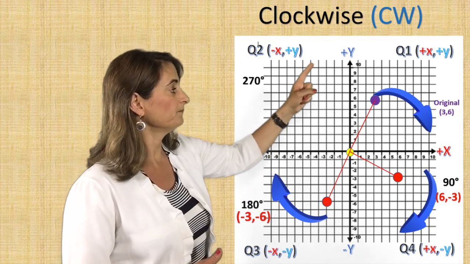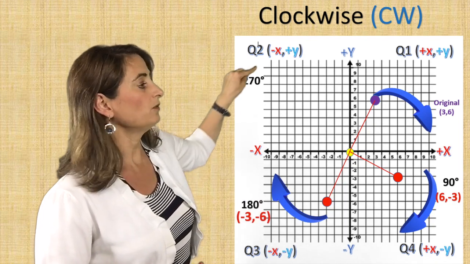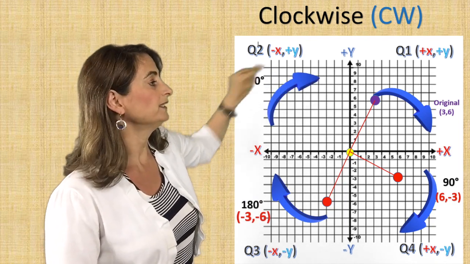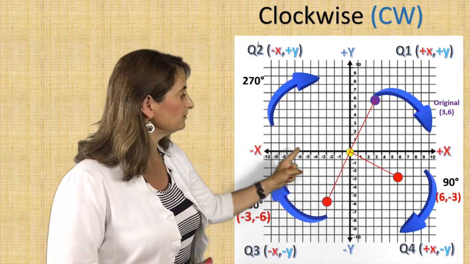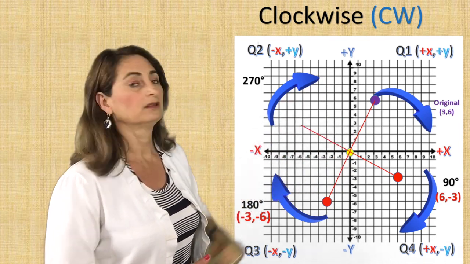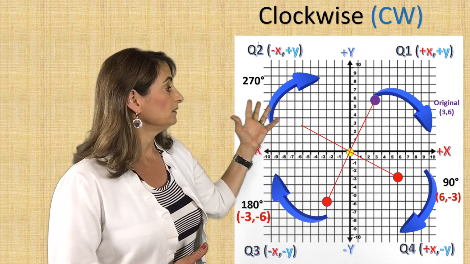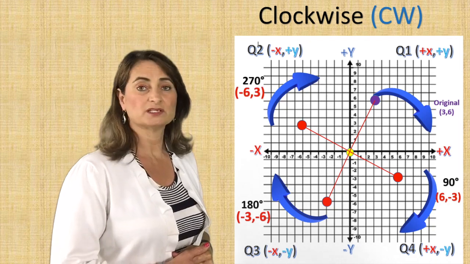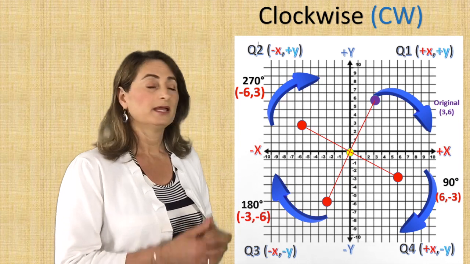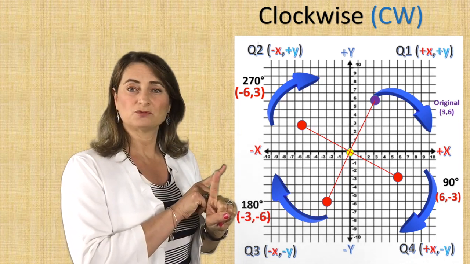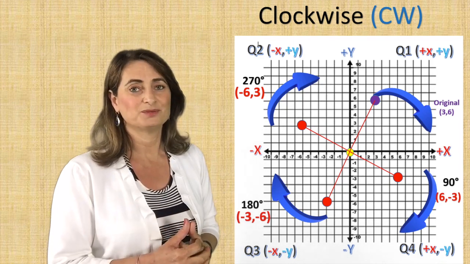Now, the last time, rotate from the original (3, 6) all the way 270 degrees, which you will land in the second quadrant. And you have to make a 270-degree angle with the original and the image. Now, the new image coordinate will be (-6, 3). Watch what happened when you went 270 degrees clockwise. X and y switch, the x becomes the y and the y becomes the x, but now the x is negative.